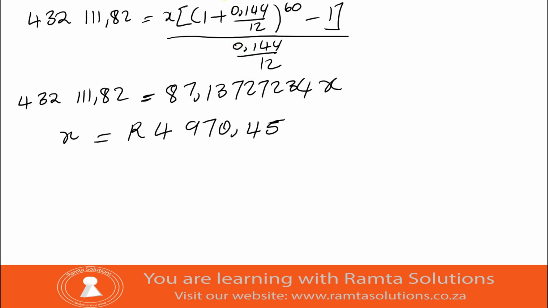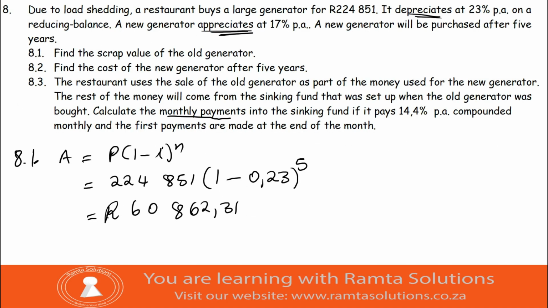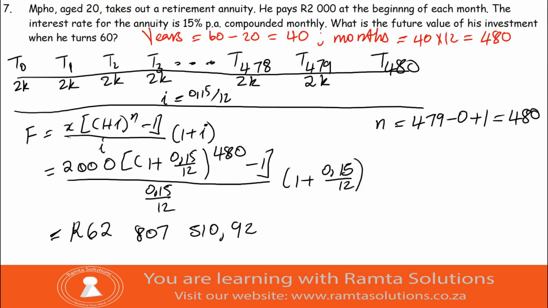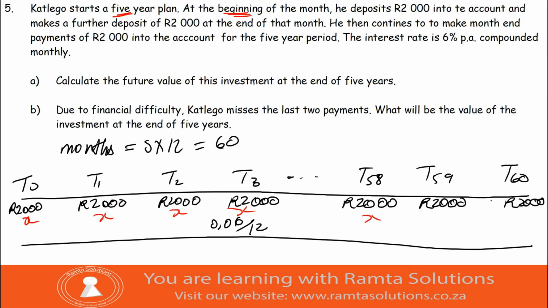Remember, for the sinking fund, you look at the value of the new equipment minus the value of the old equipment. That's your sinking fund. Again, when you do your finance calculations, you also need to pay attention to situations where they say you are depositing immediately. It's important to note what it means to deposit immediately. We also did an example where you miss payments. Pay attention to those things.